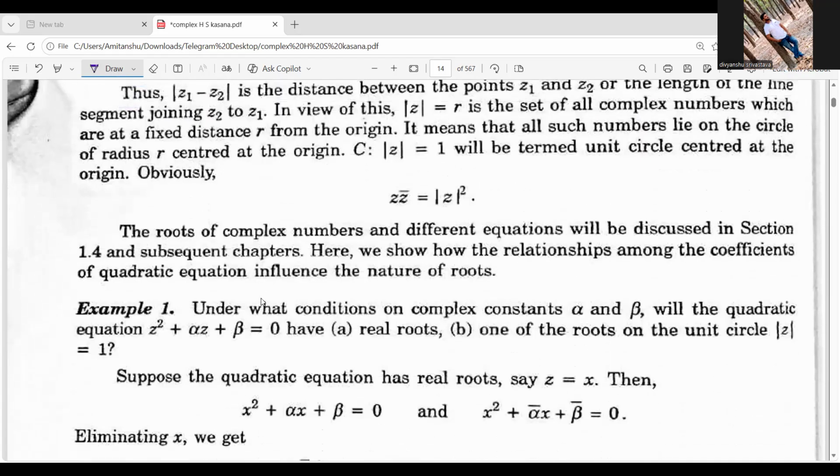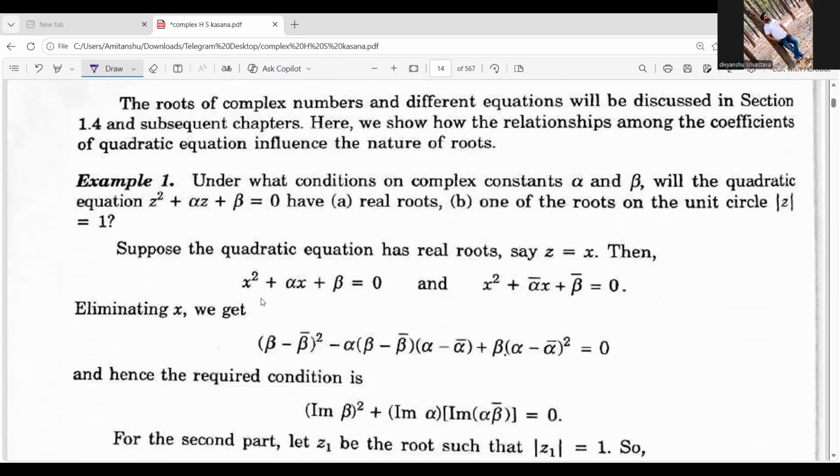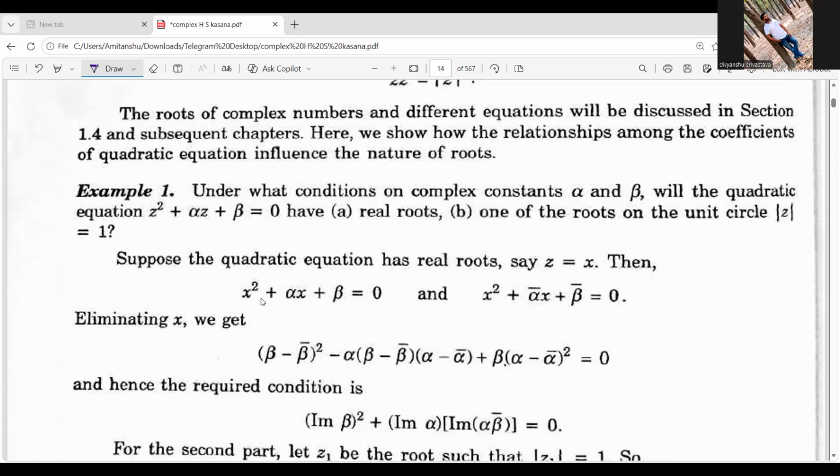Here, now I have some examples about this. The example says: under what condition on complex constants alpha and beta does the quadratic equation z square plus alpha z plus beta equal to 0 have (A) real roots and (B) one of the roots on the unit circle, where the unit circle is modulus z equal to 1.